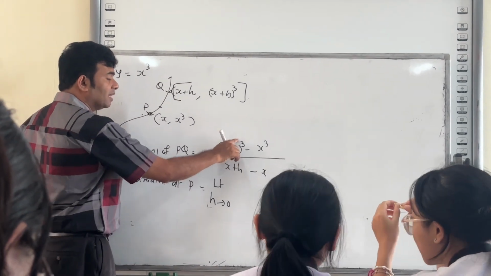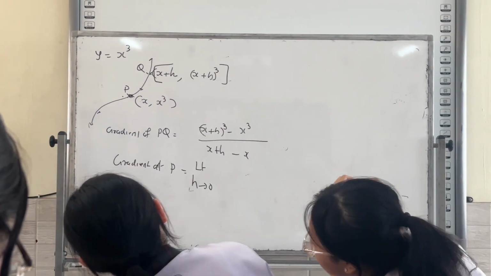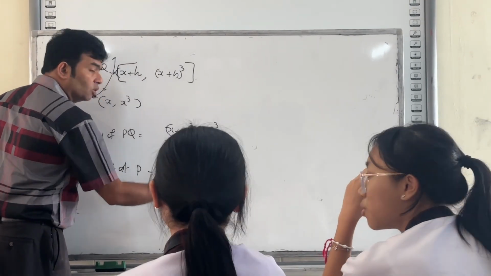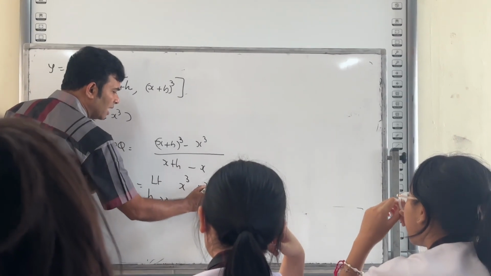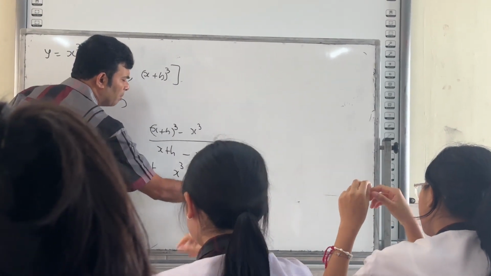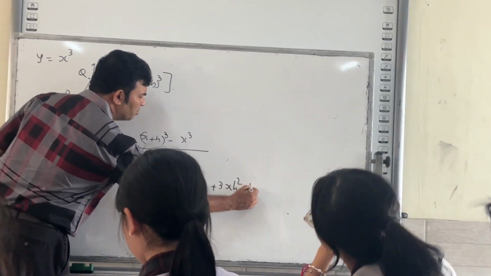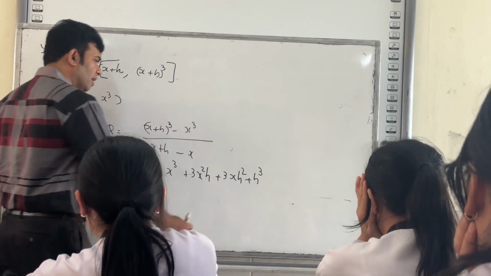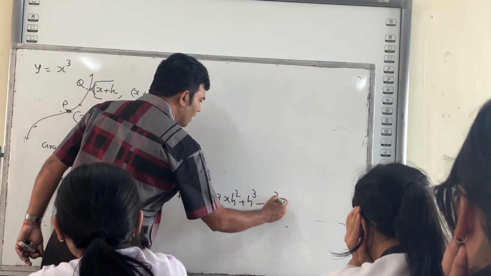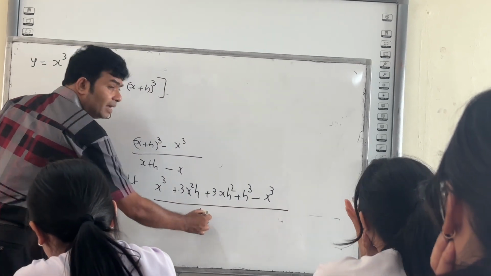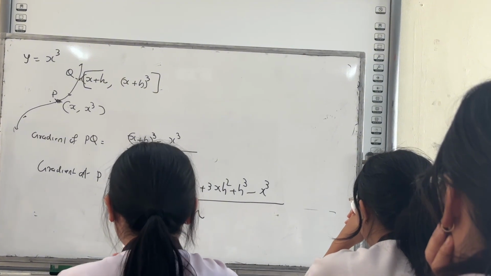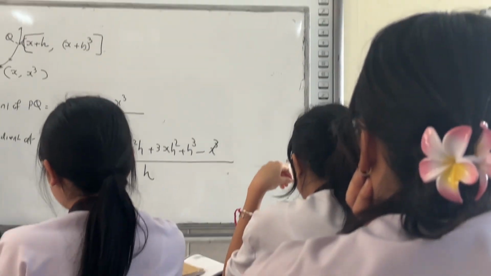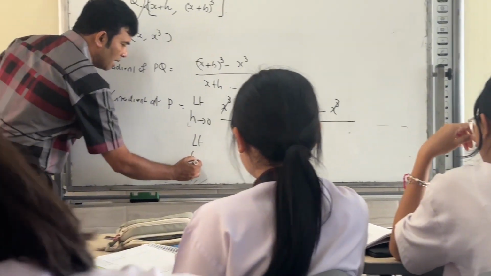Okay, now look. What is a plus b the whole cube? You studied it in grade 10. By the binomial theorem, a cube plus 3a square b plus 3ab square plus b cube. That's the formula studied in grade 10. If you don't remember it, it's okay. So x plus h whole cube minus x cube, the whole divided by h. Correct or not? Can you cancel this x cube and this x cube? Yes. Then limit h approaching 0.